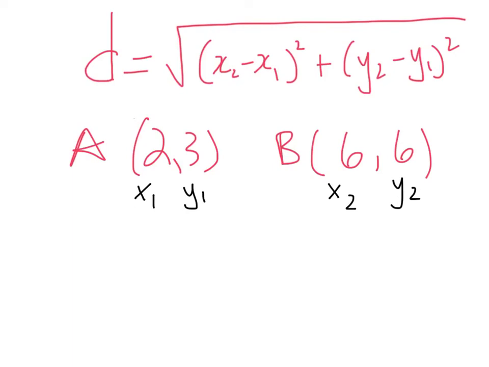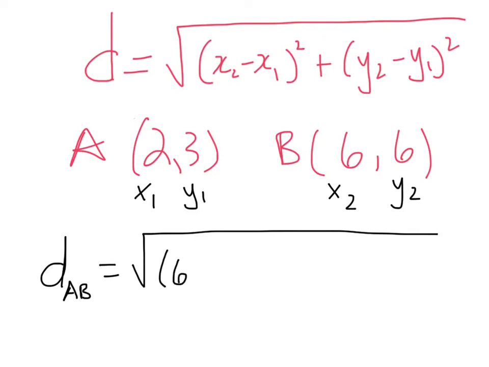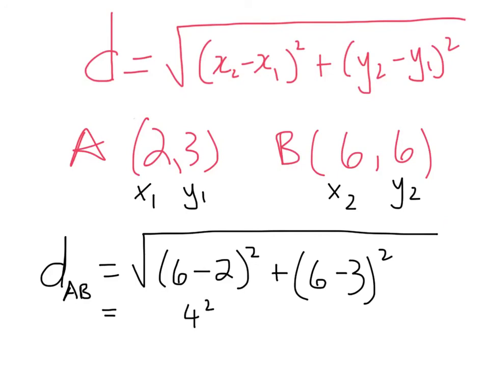So now all I'm going to do is plug these into my formula. So I've got D of AB is equal to everything under the square root, and you got 6 minus 2 all squared plus 6 minus 3 all squared. And now we're just going to finish it up. Equals the square root of 4 squared plus 3 squared. On to the next page.